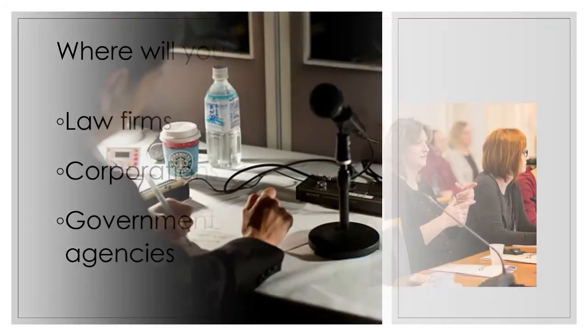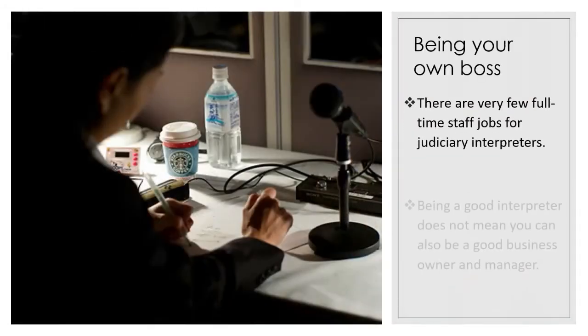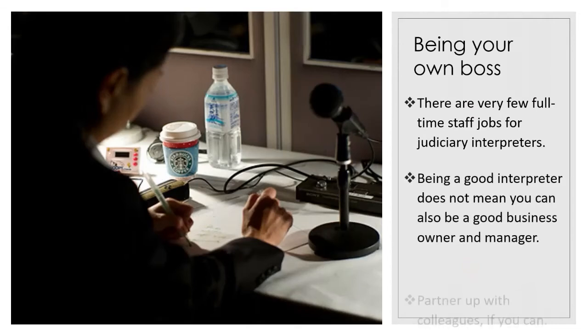Rather than working in a full-time staff position, most judiciary interpreters will end up working as independent contractors. However, being a good interpreter does not mean you can also be a good business owner and manager. Knowing how to set up and keep up a business is a separate skill altogether.